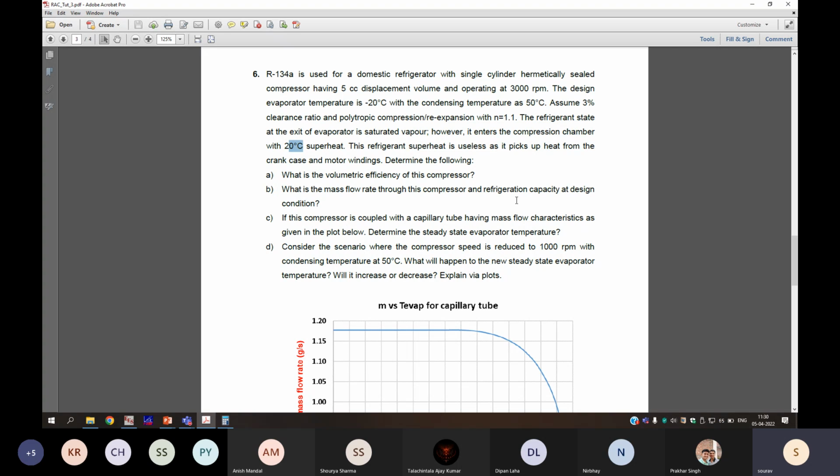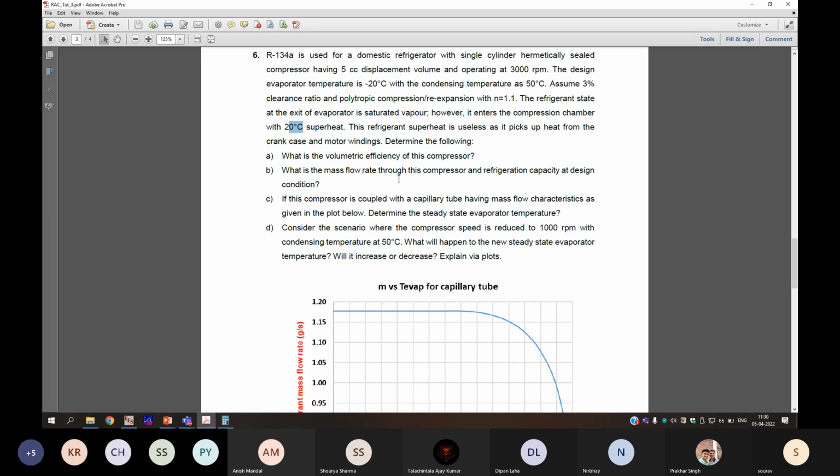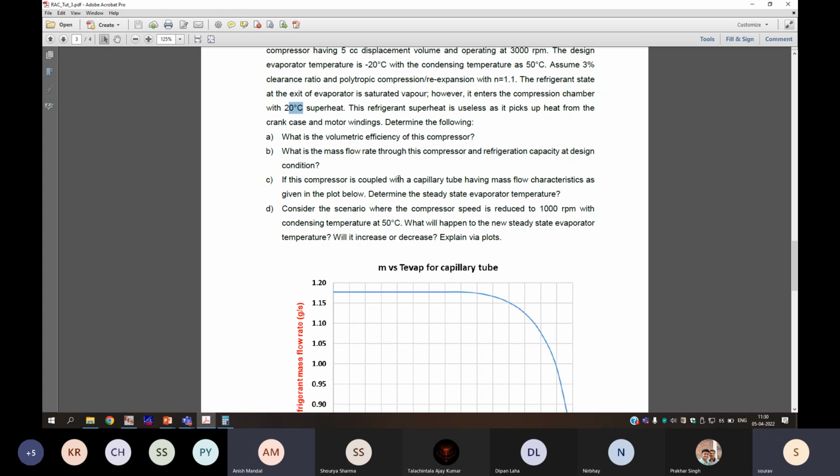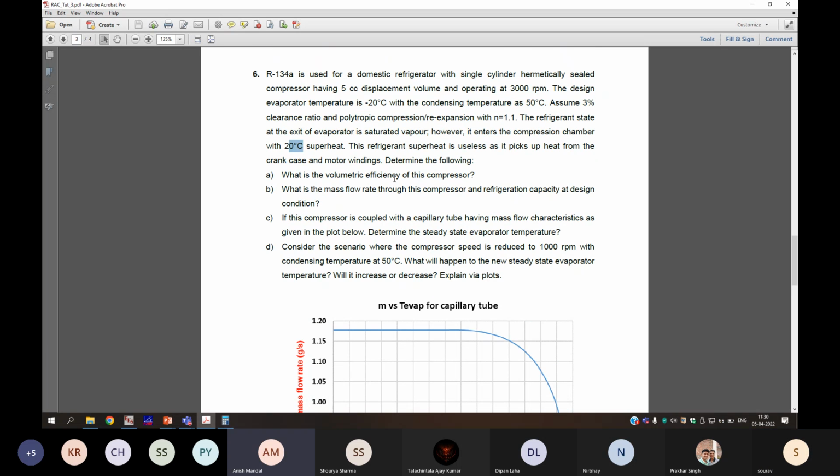Refrigeration capacity: you complete the thermodynamic cycle and get the enthalpy values. Remember, the exit from the evaporator is saturated vapor. So you should not count this -20 to +20 rise as useful refrigeration effect. It is useless. Sir, the compression chamber enters at 20 degrees superheat, means the temperature is 0 degree, right? Yeah, it is 0 degree. Sorry, my bad. So temperature is 0 degree. So this entire 20 degree superheat is useless. So it will not go into the refrigeration capacity.